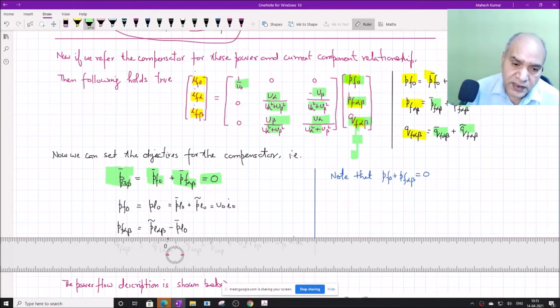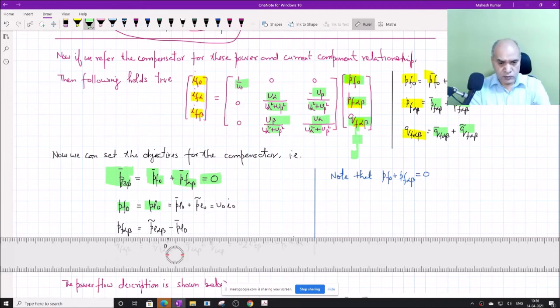The second objective could be that the filter zero sequence power must supply the zero sequence load power. Obviously, the zero sequence power is undesired power. That power comes from the unbalanced three-phase system or because of the presence of harmonics, and I do not want that. The utilities do not want that. The utilities say it is your problem, so you solve it. Why should I supply zero sequence power? So the zero sequence power of the load must be compensated by the compensator. Hence PF0 is equal to PL0, which is the sum of PL0 bar plus PL tilde, that is, the average component of the zero sequence power and its oscillating component.